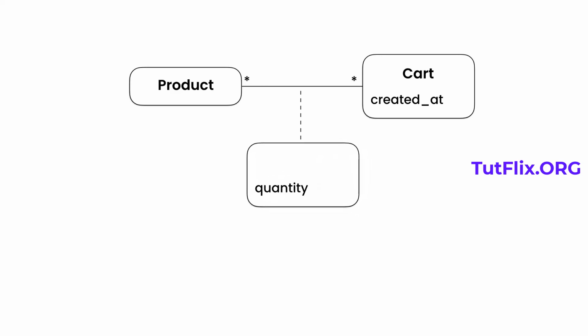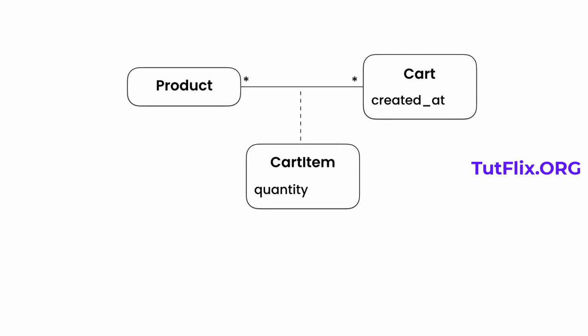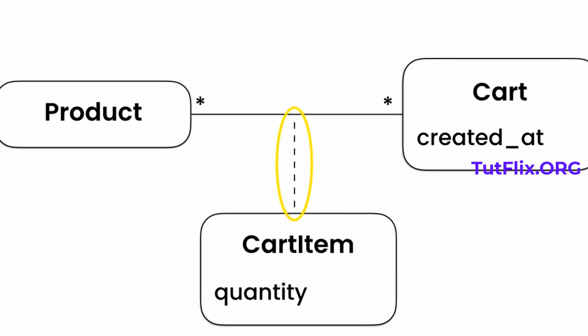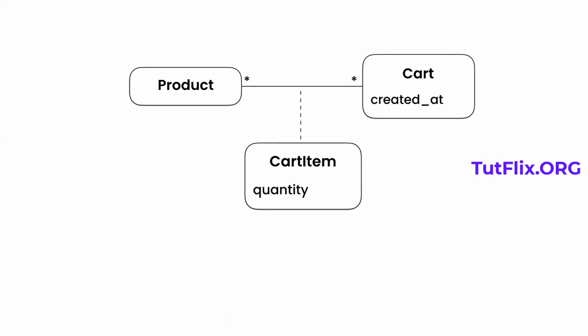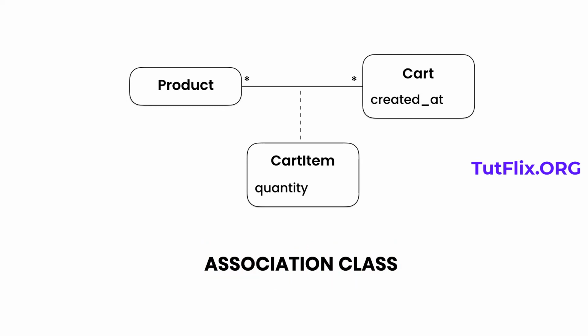So we're going to add a new entity here called cart item. Now look at the notation I've used to represent this concept. I've connected cart item to the relationship using a dashed line. That means cart item represents the relationship between these two entities, product and cart. This is what we call an association class. So cart item is an association class, okay?